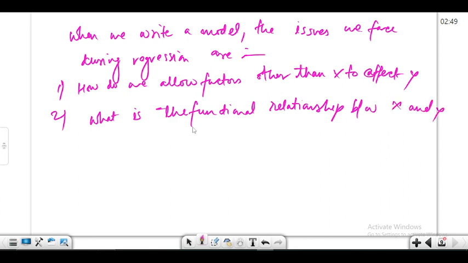So whether y varies directly with x, or x squared, or with 3x. So what sort of functional relationship are they following? That is also an issue that we face while creating a model.